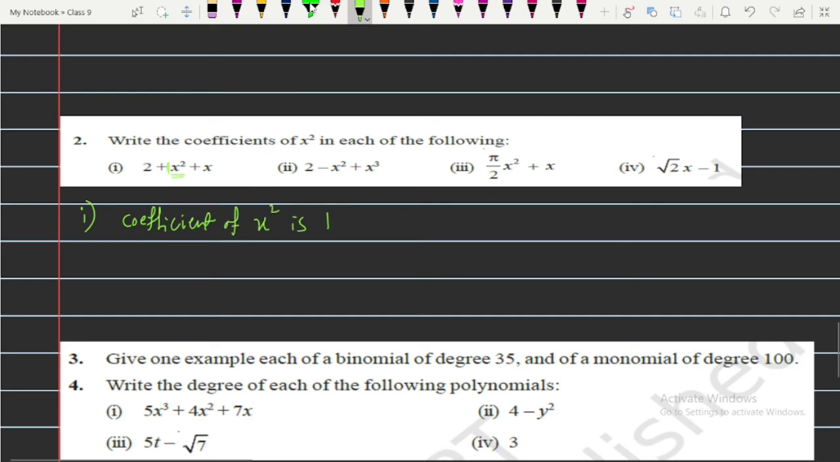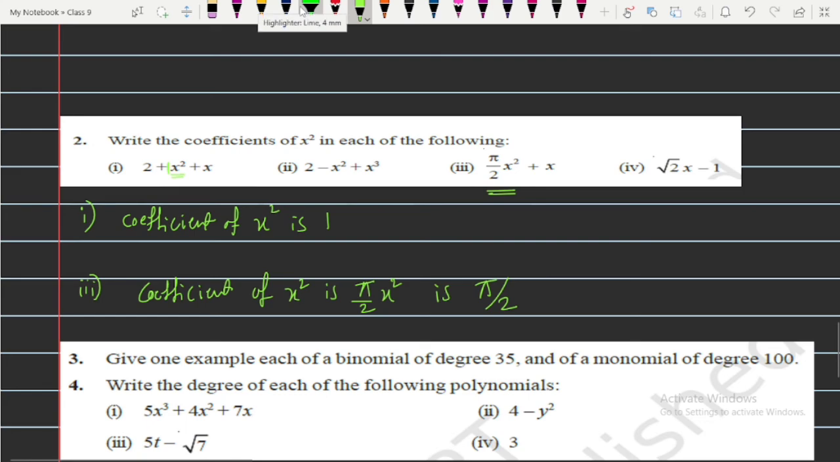Okay. So you can see in question number 2, the third one, we are going to write the coefficient of x square in that. You can see the term pi by 2 into x square is there. So the coefficient of x square in pi by 2 x square is pi by 2. Coefficient of x square is pi by 2. So this is about the coefficient.